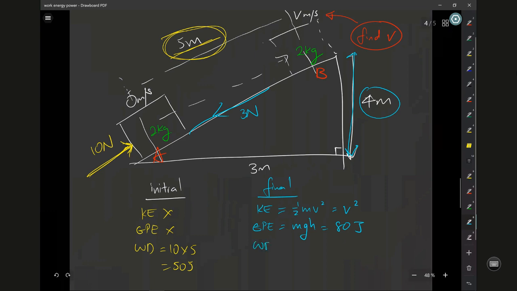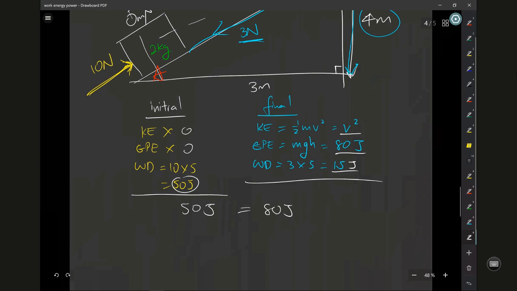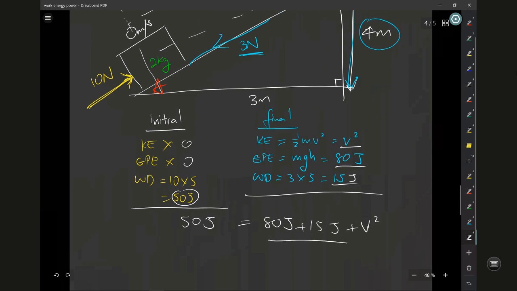Is there work done? Yes, throughout the entire journey it is doing work against friction, and the frictional force is given by 3 newton, so it's 3 times 5, which is 15. Let's sum it all up and you'll see where the error is. 0 plus 50, so initial energy is 50 joules, must be equivalent to 80 joules plus 15 joules plus v squared. And then you realize something. Hey, wait a minute, isn't this 95 and this is 50?